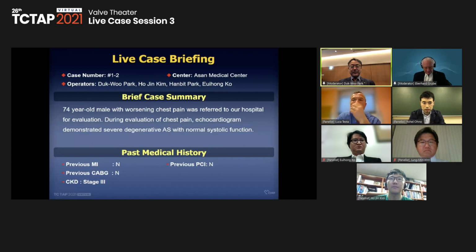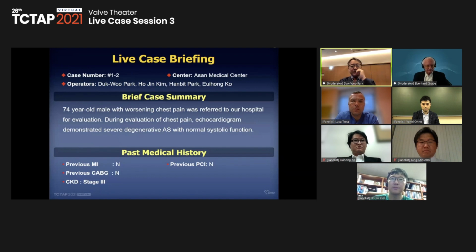Yes. Okay. This case is relatively young: a 74-year-old male with worsening chest pain from 2 months ago. He was referred to our hospital for evaluation of the chest pain. During the evaluation, the echocardiogram showed severe degenerative AS with normal systolic function. And this patient has CKD stage 3.